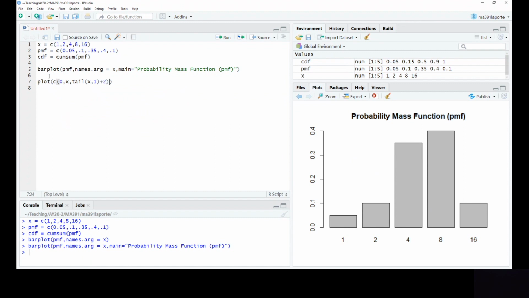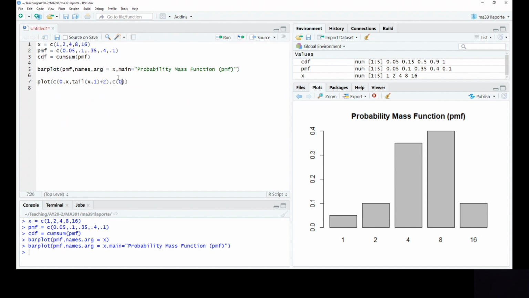What's happening here is I'm starting at 0. That's where I want the CDF to start. And then I want it to go up by increments at these particular spots. And then I want it to go past it, right? So I don't want it just to stop at the last X. I want it to go a little bit past it. That's why I added 2 to it. And then we're going to do the same thing here.